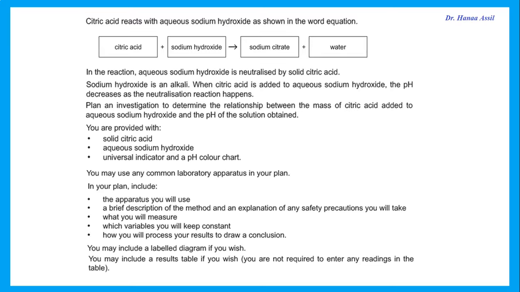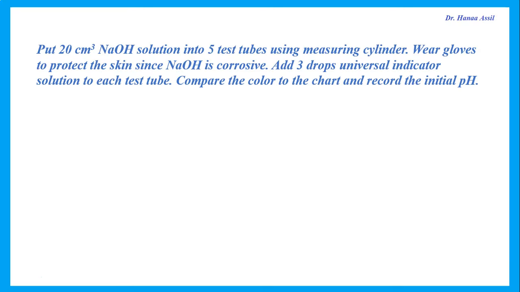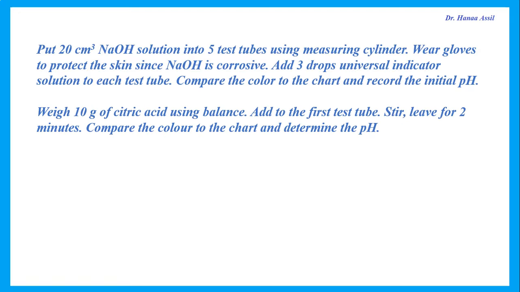You are provided with solid citric acid, aqueous sodium hydroxide, universal indicator in a pH chart, and the same types of instructions. So what should we do here? We have again a certain amount of the sodium hydroxide in 5 test tubes using measuring cylinder. Wear gloves to protect the skin. You remember the base is corrosive. Then we're going to add 3 drops universal indicator solution to each test tube, compare the color to the chart, and record the initial pH. So of course the initial pH would be something very high. This is an alkaline, strong alkali.